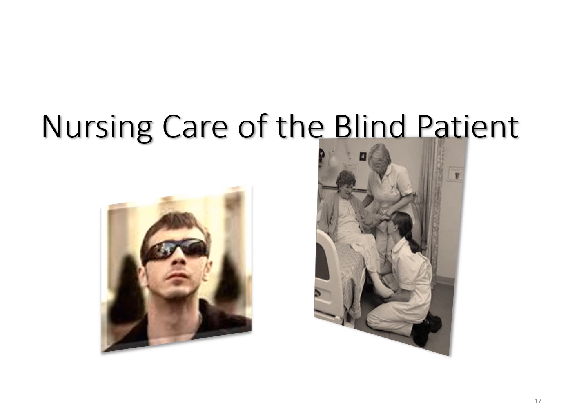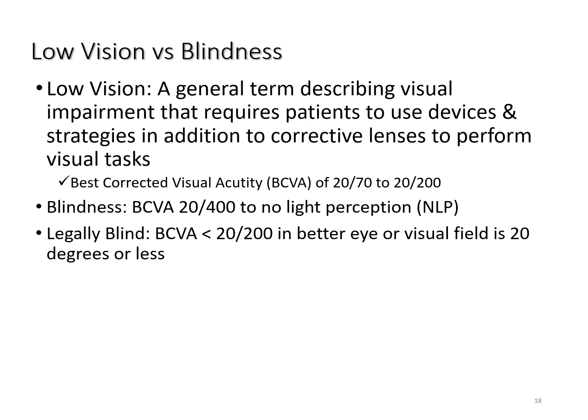And now we're doing nursing care of the blind patient. So for low vision versus blindness, so for low vision, just know that, loosely, it's literally the fact that the patient has visual impairment and they need to be using some type of devices basically to perform their tasks. For low vision, they're usually described as having a best corrected visual acuity of 20/70 to 20/200. So they would qualify as being low vision.